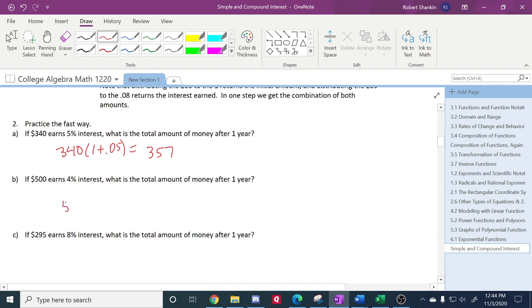And this one, $500, earns 4%. This time I'm not even going to put the plus sign. I'm just going to put 1.04. The 1 returns the principal, the 0.04 adds the interest. Punch this out on my calculator, I get 520. And probably I pushed it too fast, so let me give you a quick 30 seconds to do part C.